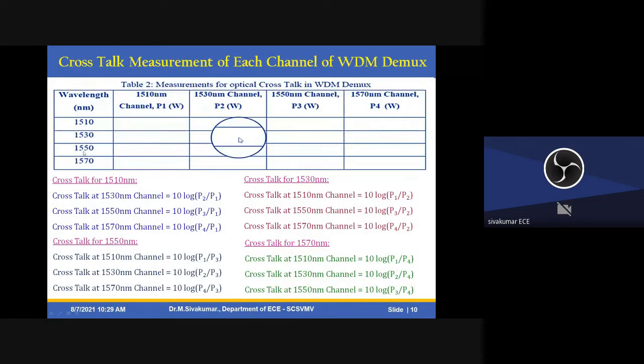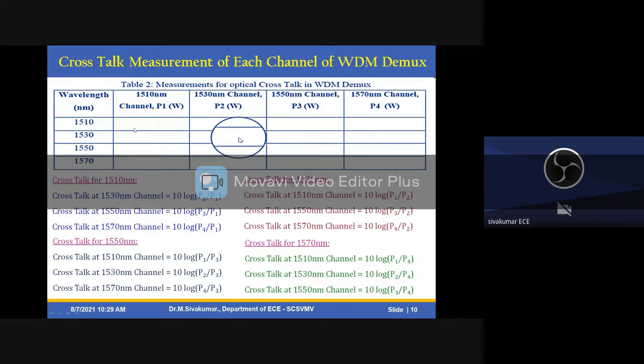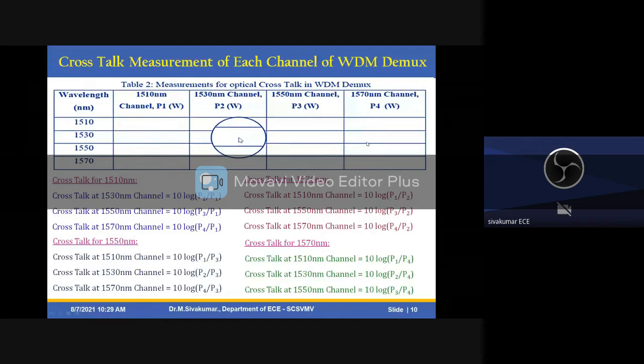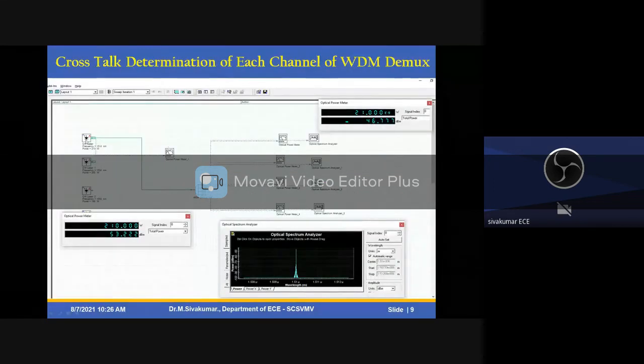Okay, then the second table for 1530 nanometer crosstalk. Here, this is by using the formula. Here the 1530 is the P2 reference power. So by using the formula you calculate the crosstalk for this one. Similarly for 1550, 1570, each and every channel you need to find out. How you calculate: this is your input power. The same way you calculate all the channel powers.